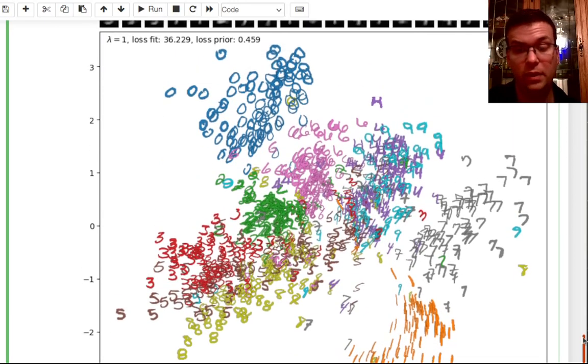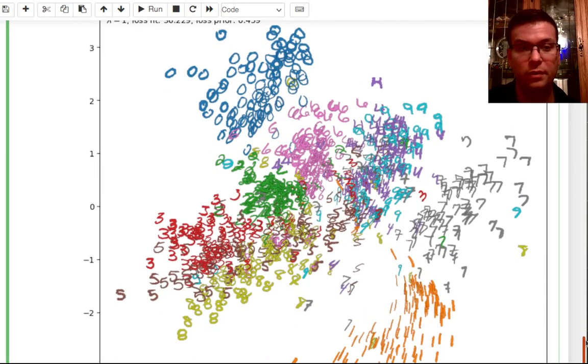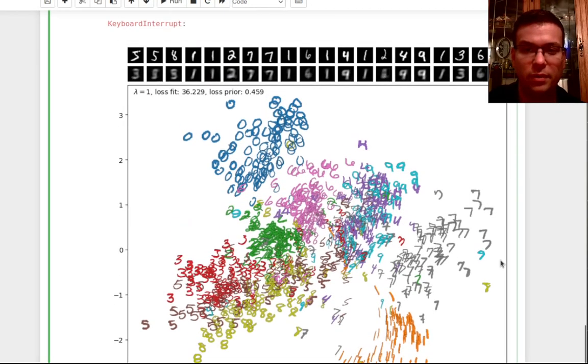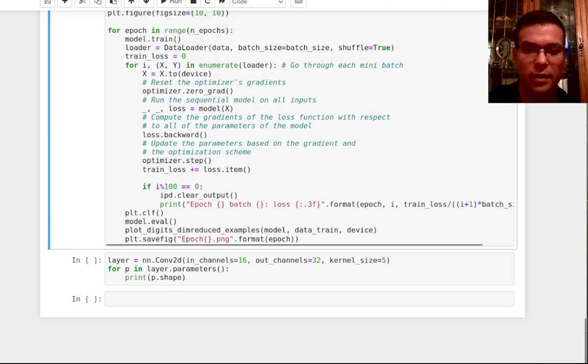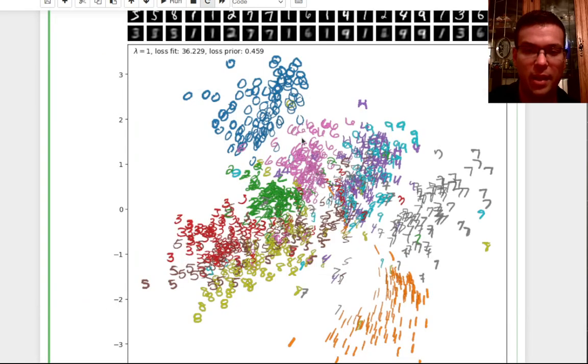So I ran this for 11 epochs, and here's what I got. Actually, the fit here looks quite good, but I wouldn't really say that this looks like a blob. This doesn't look like the prior that I wanted it to be like. And if I look at the loss terms, I see that the fit loss is much bigger than the prior loss. So the prior loss doesn't really seem to have weighed in much here.